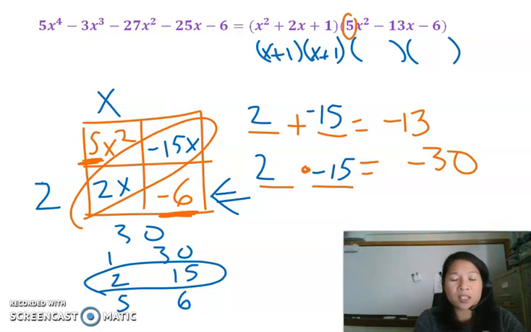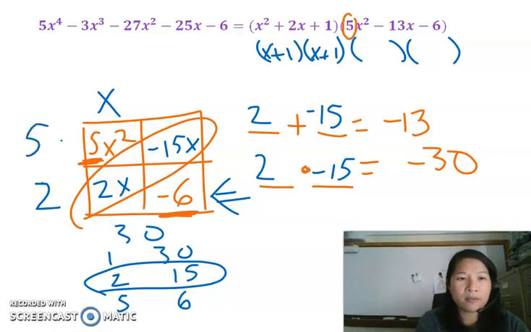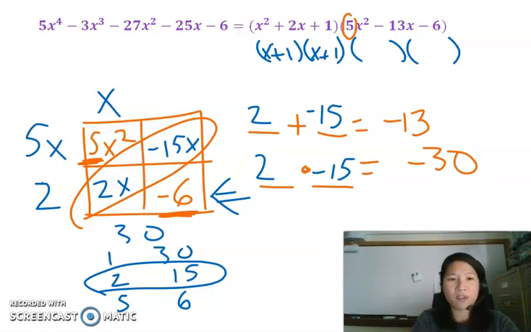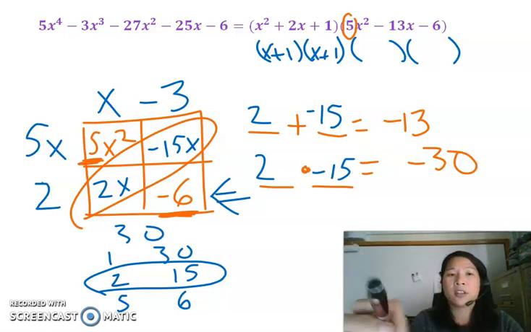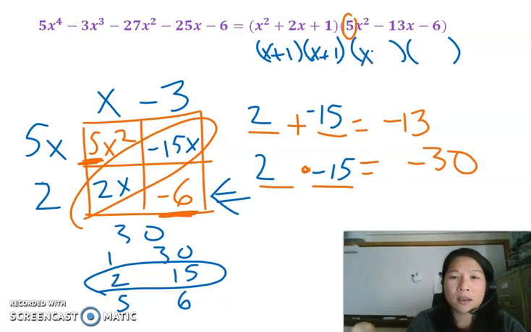x times what gives us 5x squared? 5x is going to give us 5x squared. Then 5x times what is going to give us negative 15x? Negative 3 is going to give us negative 15x. And then negative 3 times 2 is equal to negative 6. So we have found our factors. Okay, so x minus 3 and 5x plus 2.